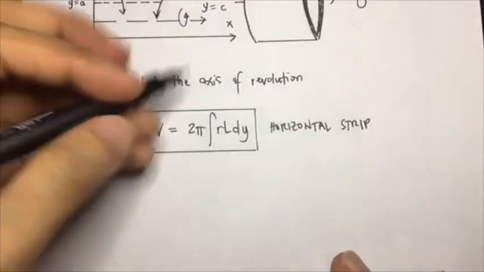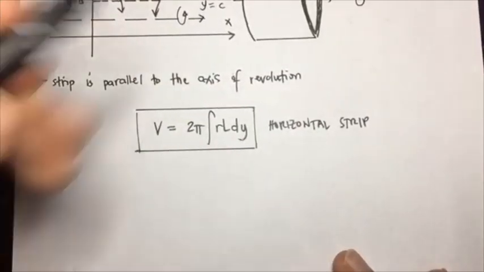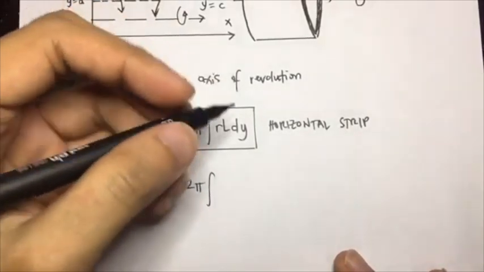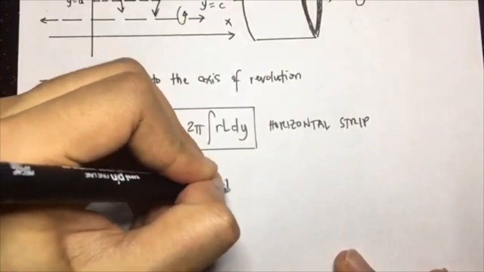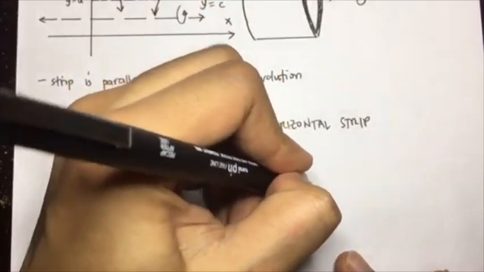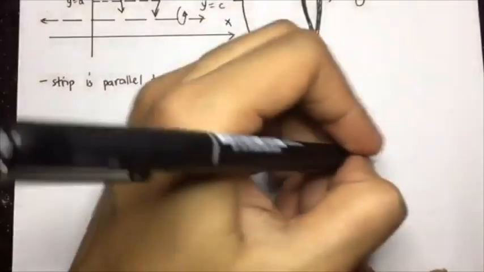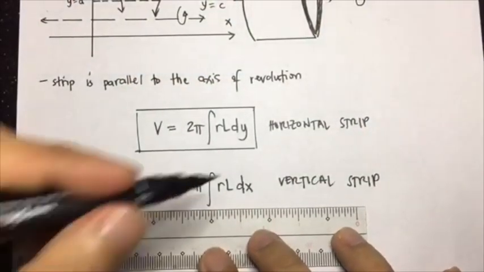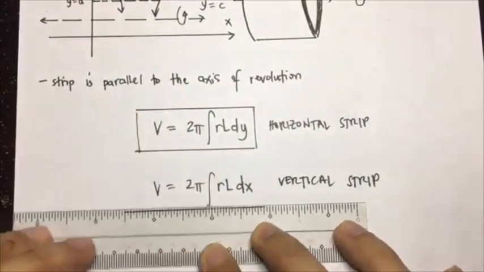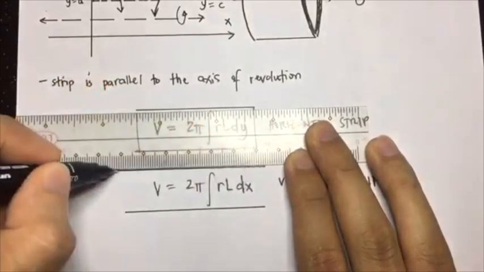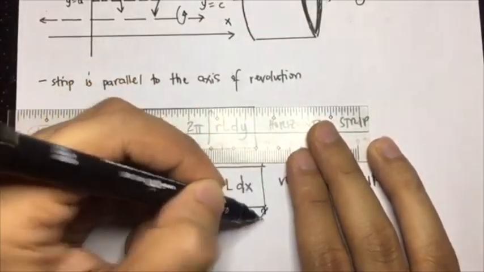And obviously if we have a vertical strip, all we need to do is change it to dx. So V is equal to 2 pi integral of RL dx if we have a vertical strip. Obviously it is the same as the two earlier methods, so we will identify R and L based on the graph.